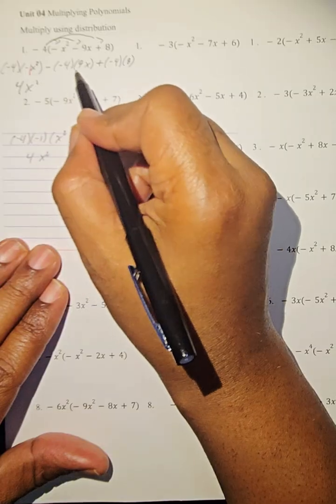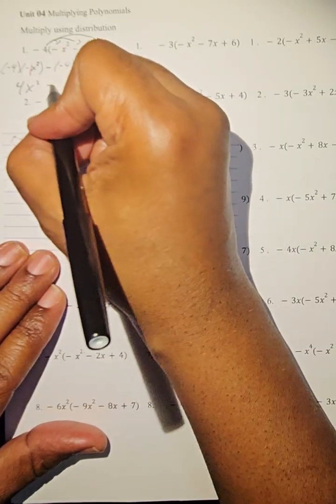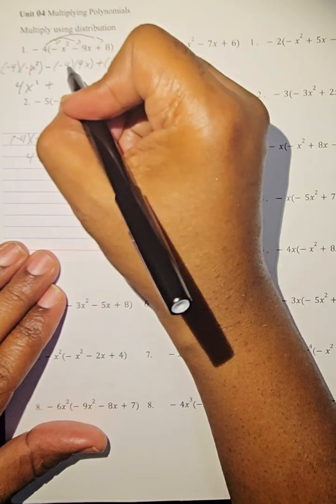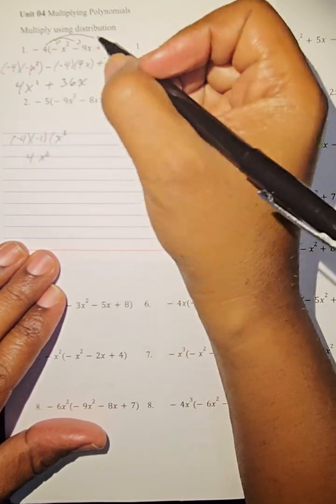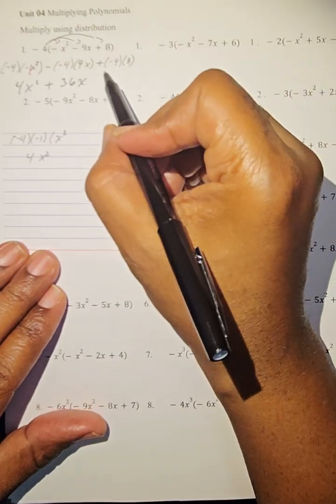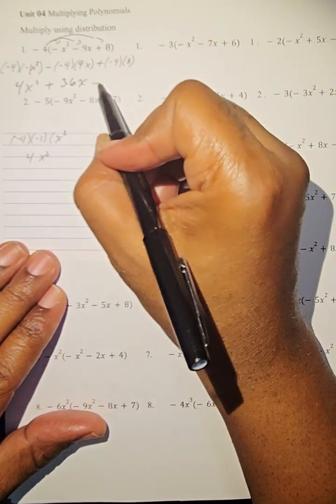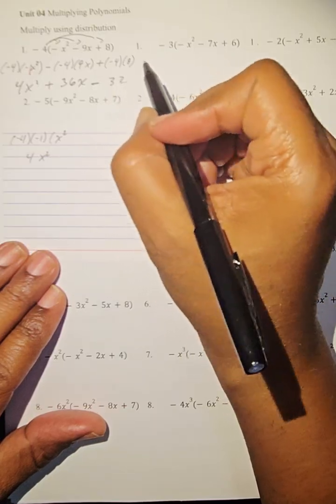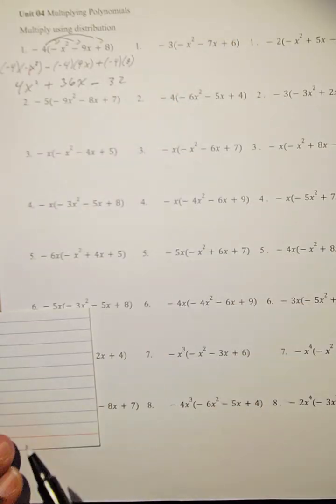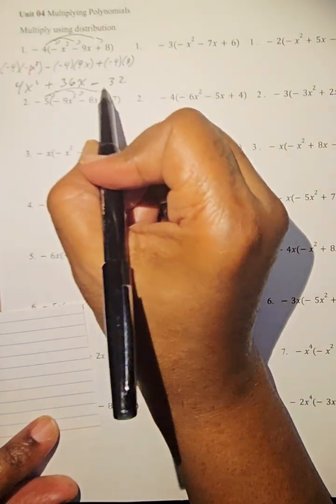Next, we're multiplying by two negatives here. Multiply by two negatives, you'll have positive, and a 4 times a 9 is 36, and then times the x is x. Next, we're multiplying this entire expression by just one negative, so the answer will be negative, and the 4 times 8 will be 32. We're done.